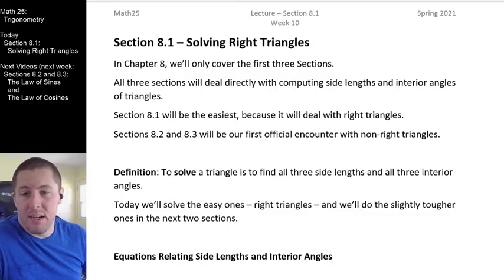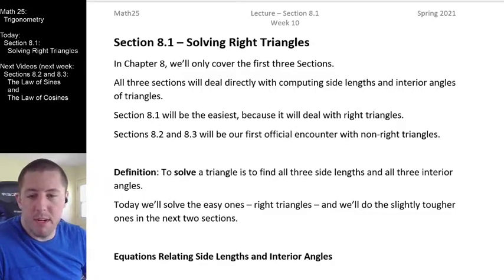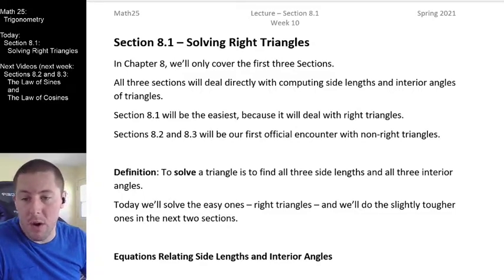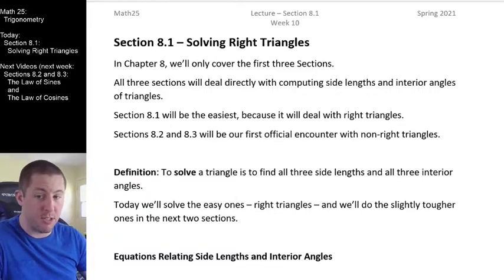A perspective thing for you to take a moment and recognize is that so far in this entire class, we're on week 10 right now, and we have only talked about right triangles. Isn't that kind of insane that we have 10 weeks' worth of stuff to say about right triangle trigonometry?